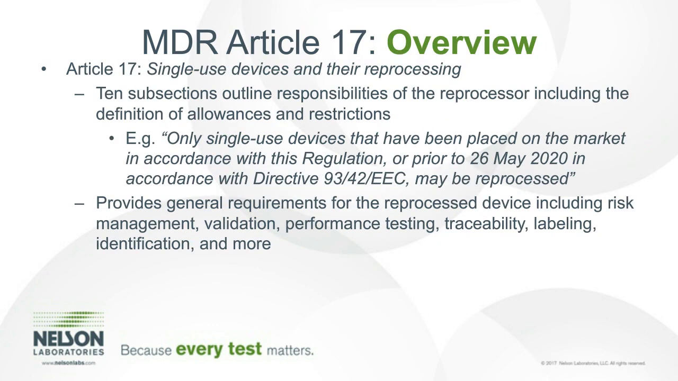The MDR outlines the requirements for single-use device reprocessing in Article 17 of the document. Article 17 is made up of 10 subsections, and the articles define minimum requirements for reprocessing in the EU. Specific requirements are as expected, such that the reprocessing party shall be considered the manufacturer of the device and shall assume the obligations incumbent on the manufacturer laid down by the regulation, basically stating that they assume all legalities and responsibilities of the device moving forward.